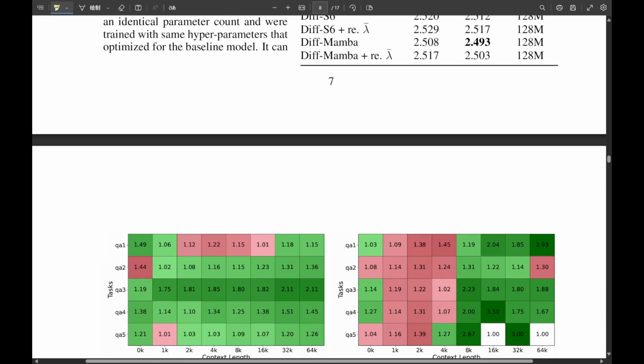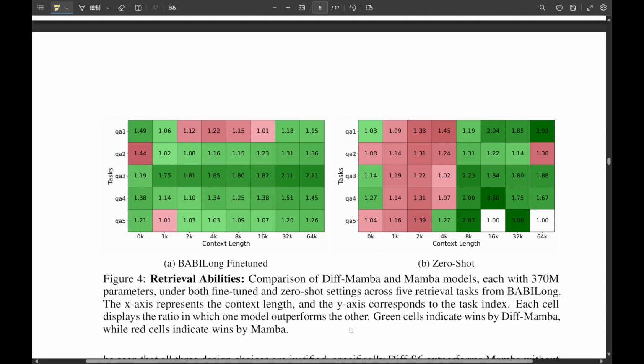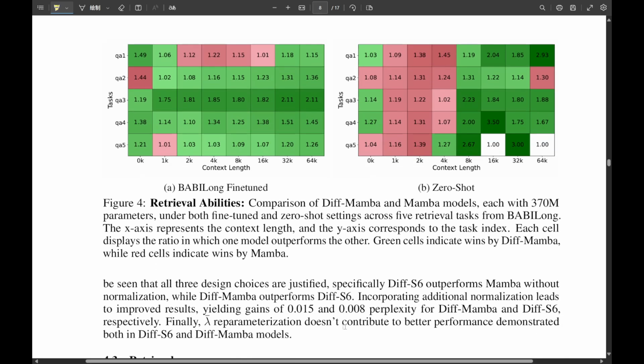Second, normalization. They tested versions with and without that extra normalization layer after subtraction. The versions with normalization consistently performed better, yielding perplexity gains. This proved it was critical for stabilizing things, given Mamba's unbounded outputs.